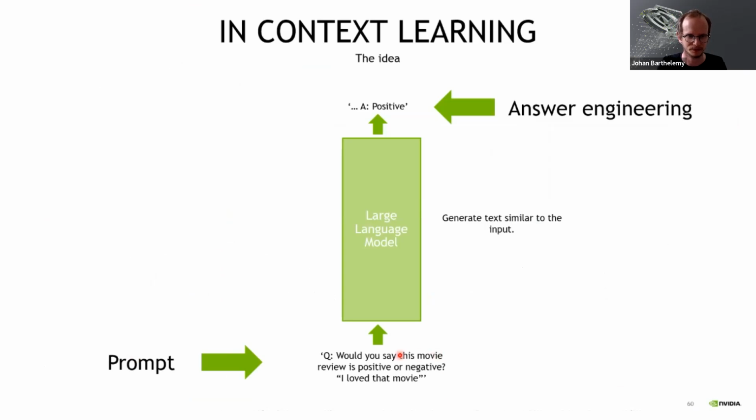So you give a prompt, like, would you say this movie review is positive or negative? You give a context: I love that movie. That's being fed to the LLM, which will try to generate a text similar to the input, and it will give you the answer, positive, right? So you just give this input, and the model will give you the answer.